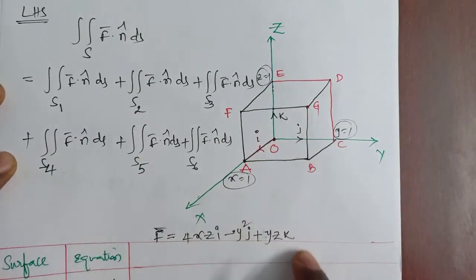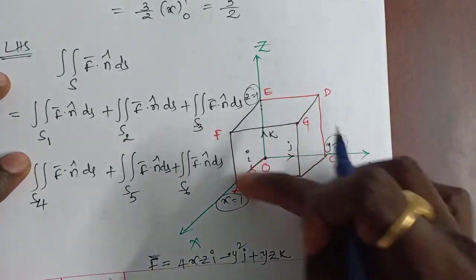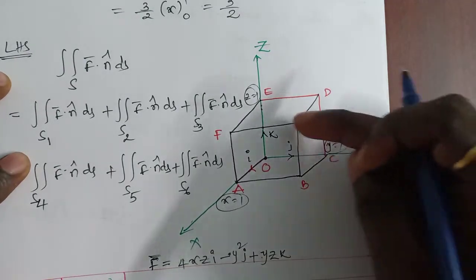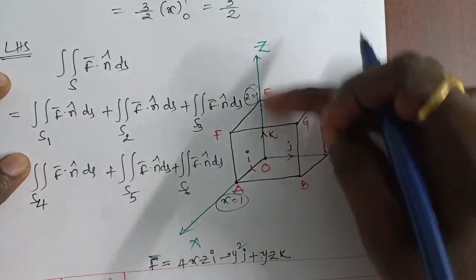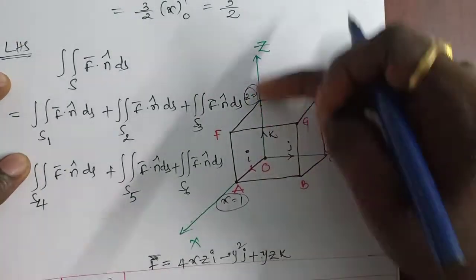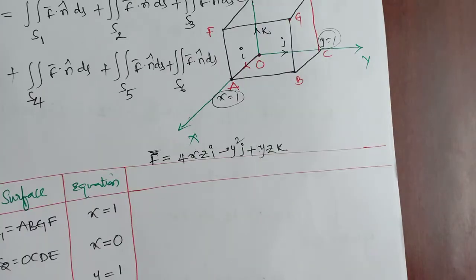It lies on the origin, so clearly z equal to 0. Why? Because it lies on the origin, so there is no distance from any other. Coming to the upper surface, it is at a distance of 1 unit along the z-axis. So z equal to 1.